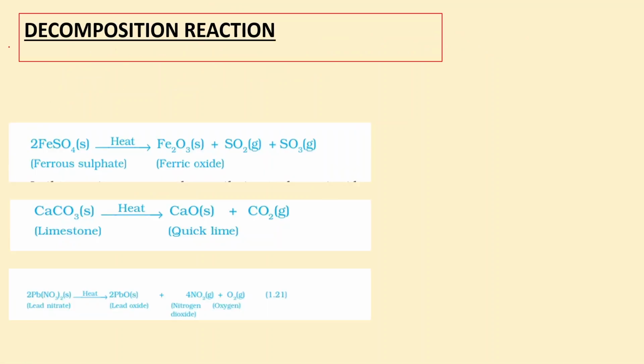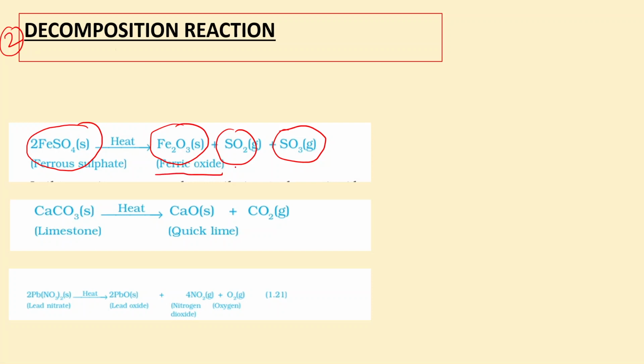First, look at this. This is the second type, decomposition reaction. Now look at these reactions. You can see a single reactant, but 3 products. Right? Iron sulfate, your ferrous sulfate, on heating gives you ferric oxide, sulfur dioxide and sulfur trioxide.